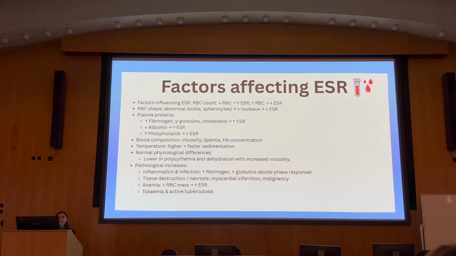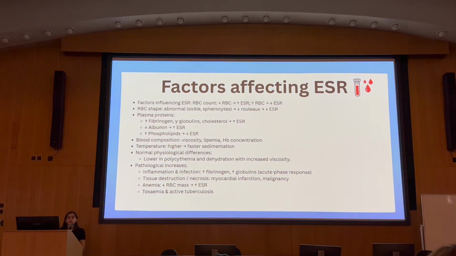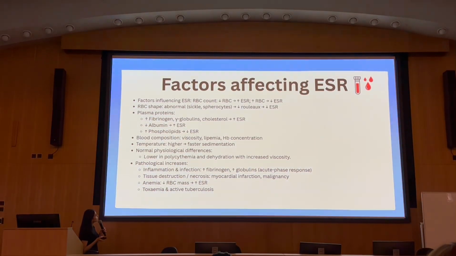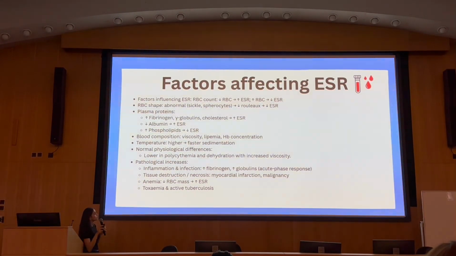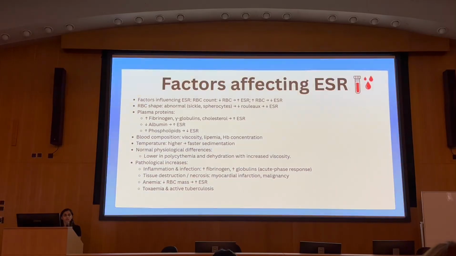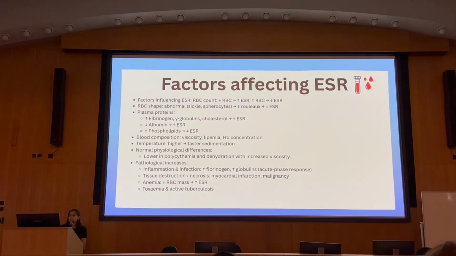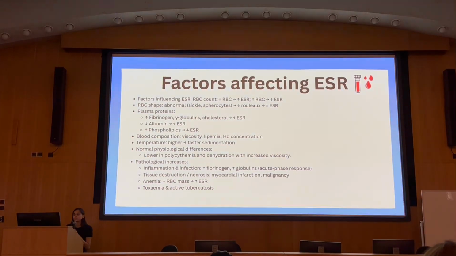Okay, so factors affecting erythrocyte sedimentation rate. As I explained in the earlier slide, RBC count affects the erythrocyte sedimentation rate. The higher the RBC count, the lower the erythrocyte sedimentation rate. Then RBC shape. When there are abnormal shapes like the sickle shape, which is drepanocytes, or spherocytes, the RBC cannot form rollers easily. That's because the penny-stack formation doesn't take place when it's in a different kind of shape, and that's the reason ESR decreases.